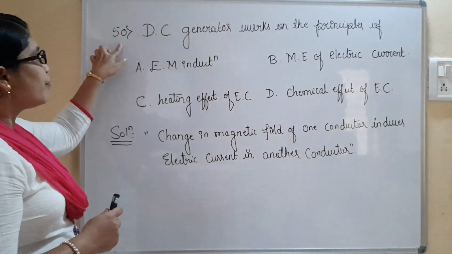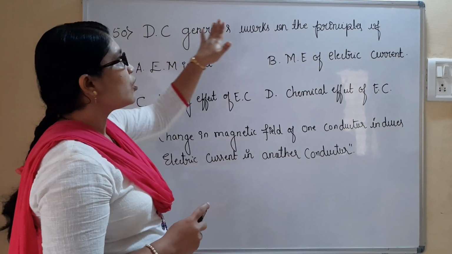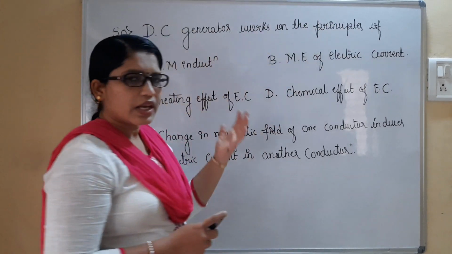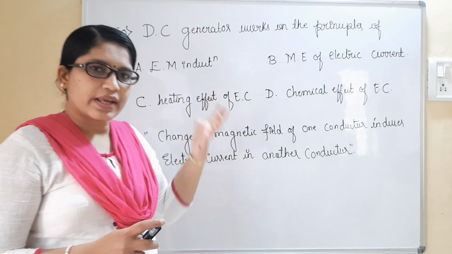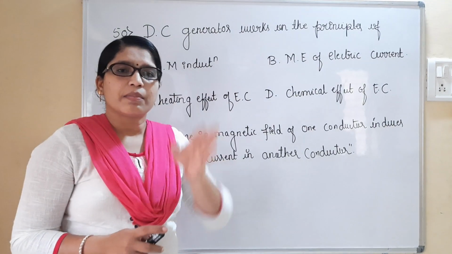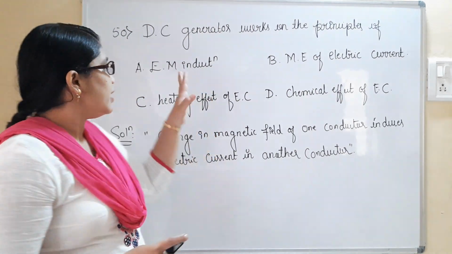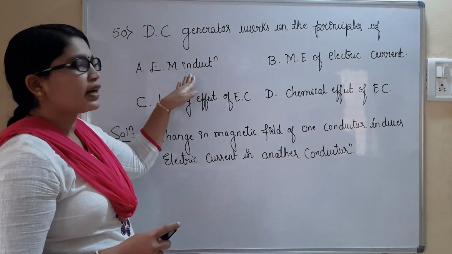Welcome dear students. 50th question we are considering: a direct current DC generator works on the principle of, any principle you can consider, DC or AC generators, they are mainly going to operate on the principle of electromagnetic induction. So we have electromagnetic induction.